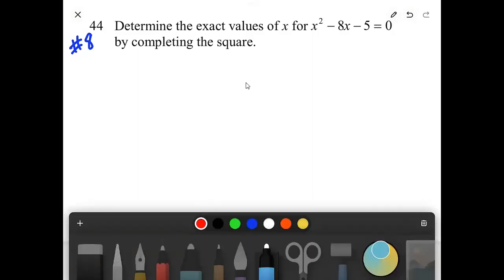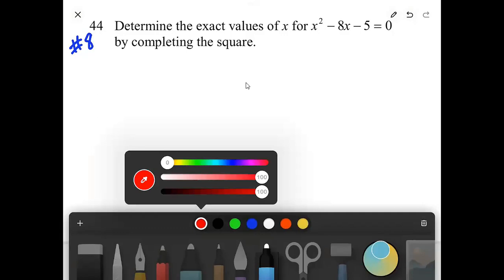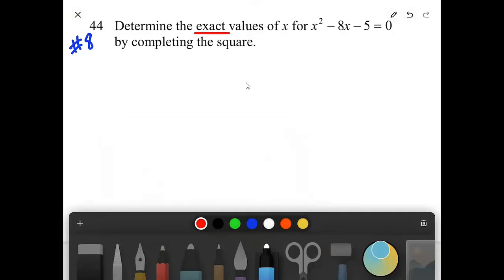Let me underline the keyword. I said this in the last video. Whenever they say exact, that means they don't want decimals. So if this solution is irrational, you can't calculate the square root. You have to leave the square root in the solution because otherwise it's not exact. Okay, so let's go.